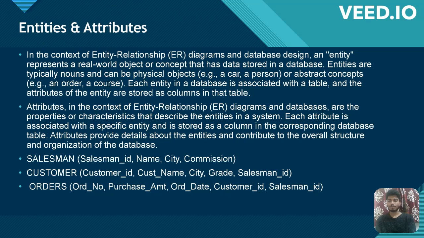in that table. Attributes, in the context of entity relationship, are the properties or characteristics that describe the entities in the system. Each attribute is associated with a specific entity and is stored in a column in the corresponding database table. Attributes provide details about the entities and contribute to the overall structure and organization of the database. Example, salesman contains a salesman ID, name, city, commission. Customer table contains a customer ID, name, city. Order contains the purchase amount, order date, customer ID, and the salesman ID as the reference key.